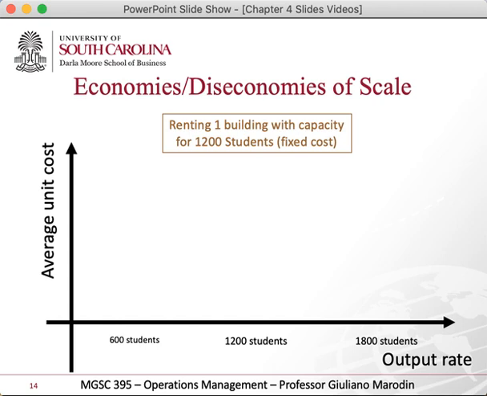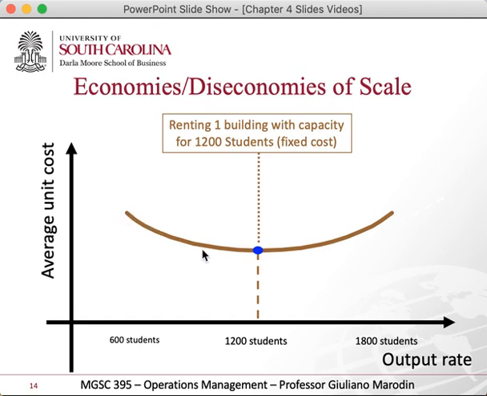So after you are putting 1, 2, 3, 4, 10, 100, 200 students, what you're doing is actually diluting that fixed cost into a larger number of students. So you're able to create what we call economies of scale. When you increase the number of students, so that's this axis here, you're decreasing the average unit cost. Okay, so if I have that same building with 600 students, the cost is here.